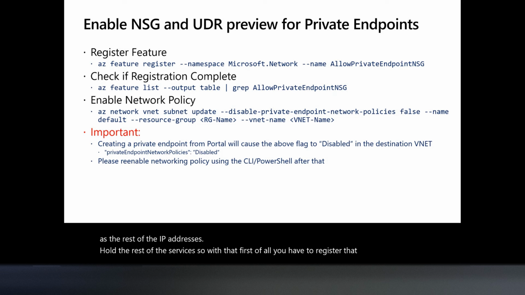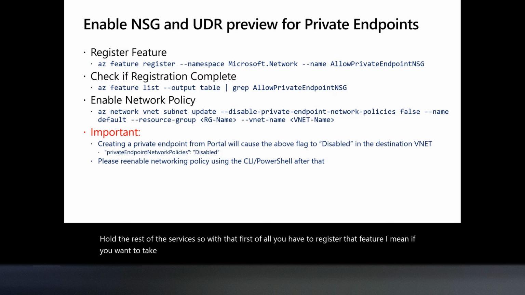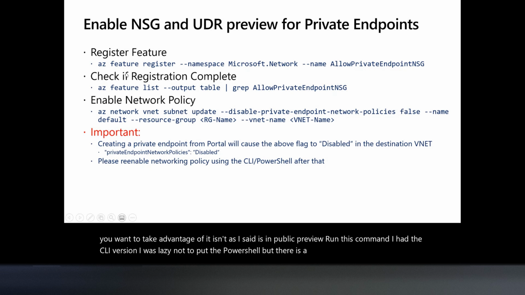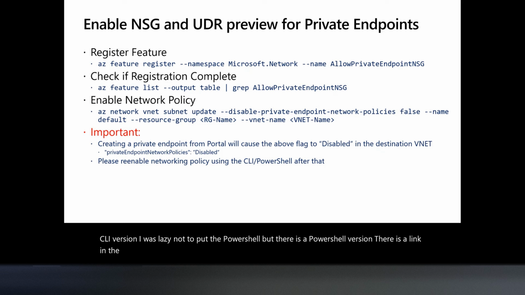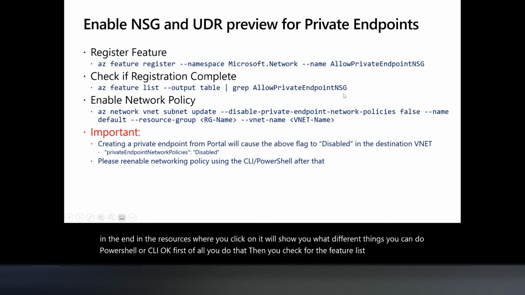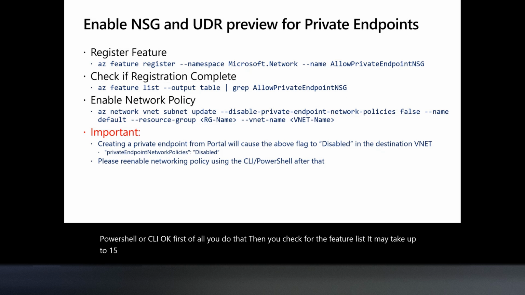So with that, first of all, you have to register that feature if you want to take advantage of it. As I said, it's in public preview. Run this command. I had the CLI version. I was too lazy to put in the PowerShell, but there is a PowerShell version. There is a link at the end in the resources where you click on it, and it will show you what different things you can do, PowerShell or CLI. First of all, you do that. Then you check the feature list. It may take up to 15 minutes to have this feature enabled. So you have to try it out.